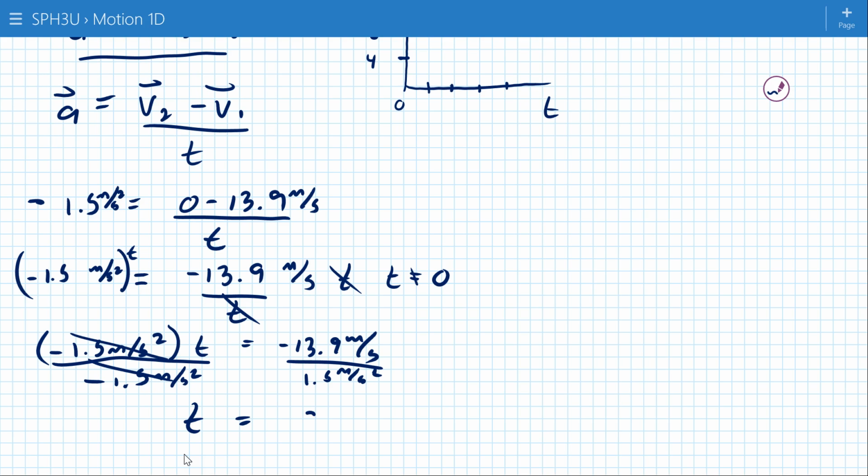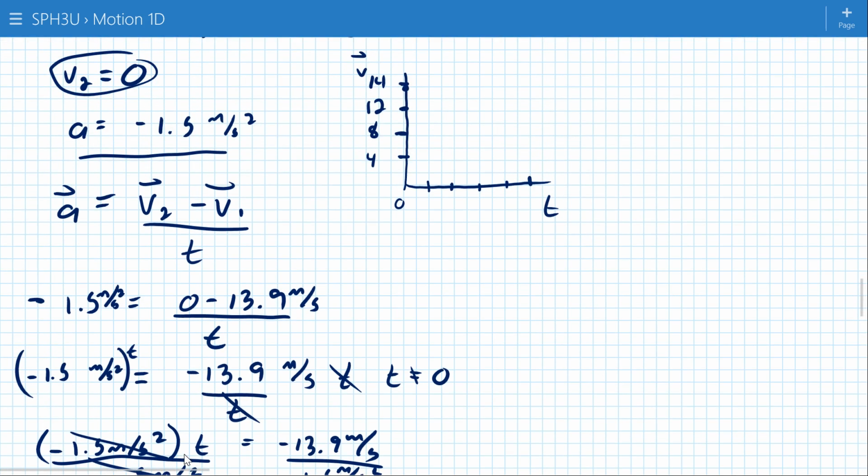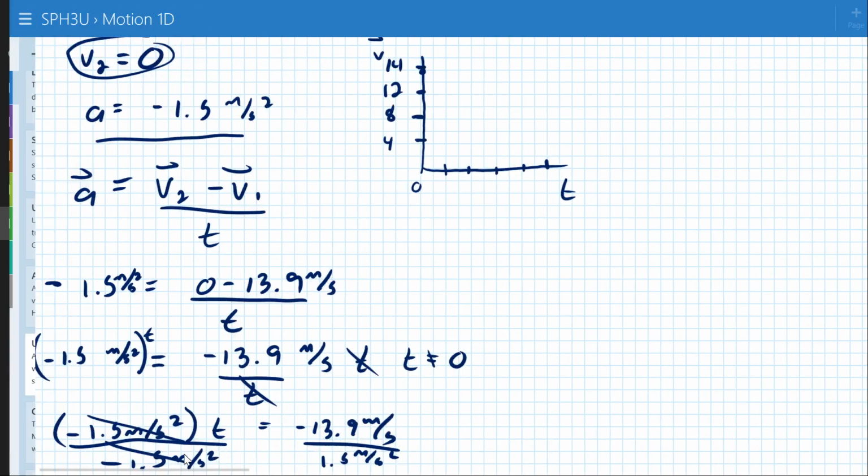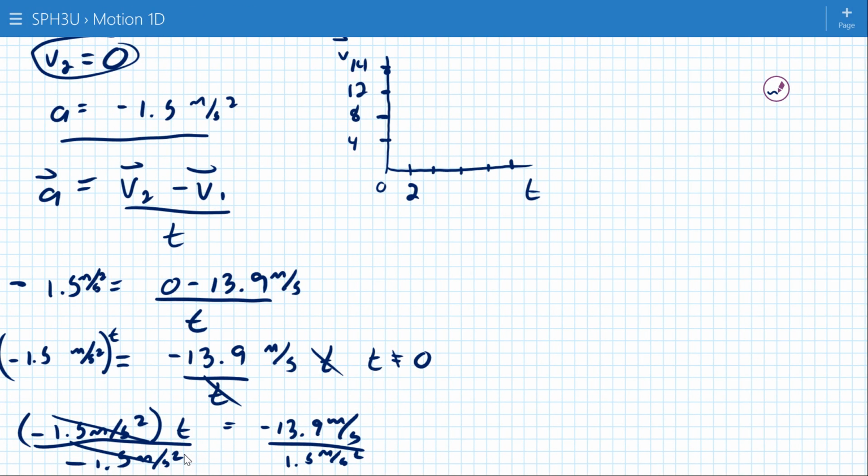In this case, 9.26 seconds. So if I make these divisions, I started to write them in as 1, 2, 3, 4, but I realized that that was going to be a little small. If I make them 2, 4, 6, 8, 10, then sometime right about here, oh, that's actually not very accurate, sometime right about there, I'm going to get to 0 velocity.